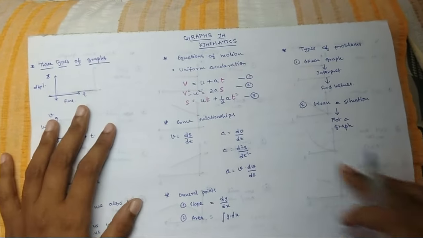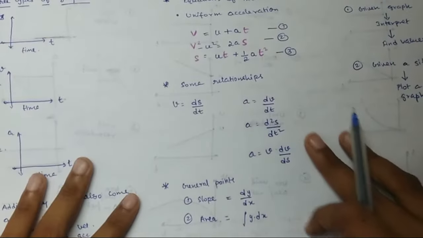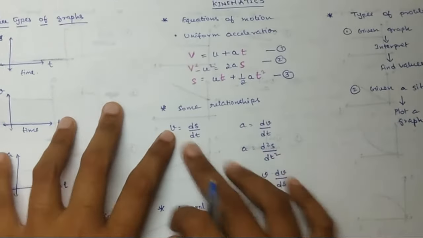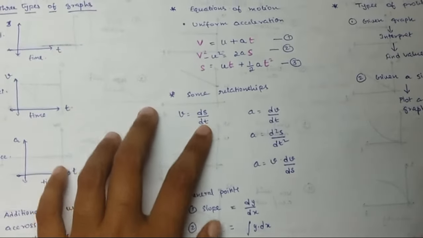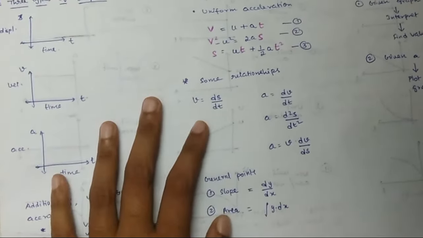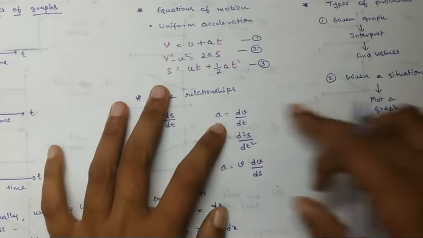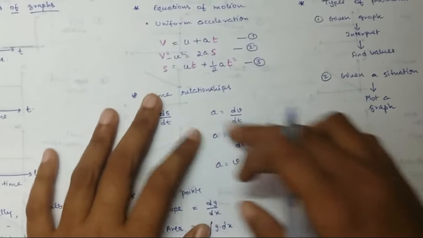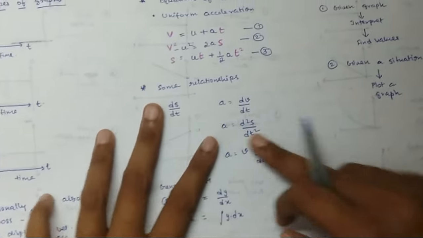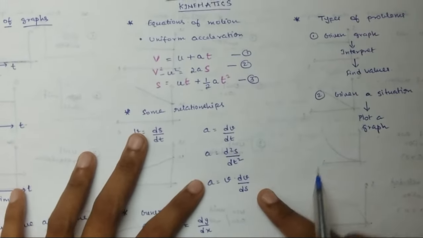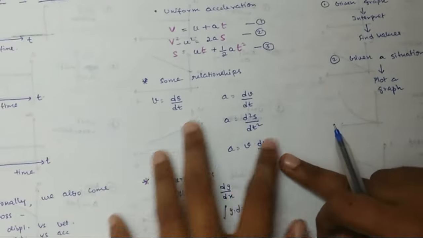Now coming to some other useful relationships which we may make use of in problems, these differential relationships, where velocity is ds by dt. When you differentiate displacement with respect to time, you get velocity. Similarly, differentiating velocity with respect to time gives acceleration. Double differential of displacement with respect to time gives acceleration. And now relating acceleration, velocity and displacement, we have a is equal to v into dv by ds.